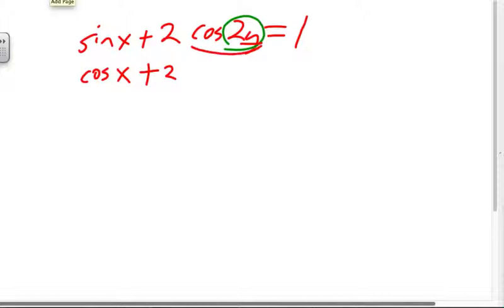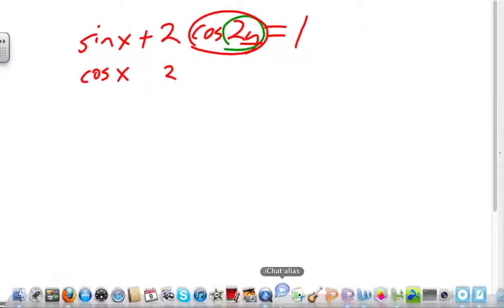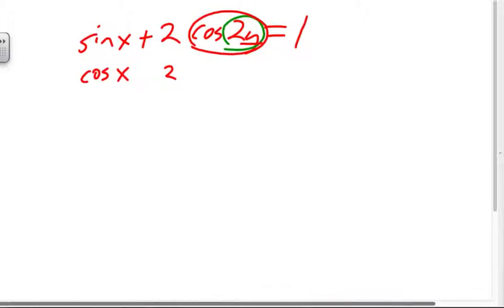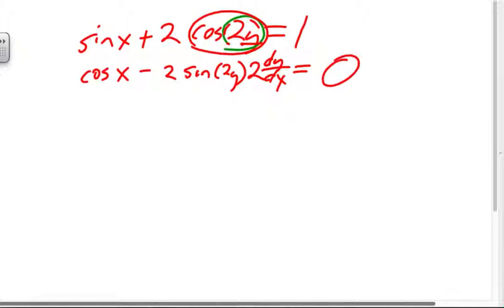Okay, so now we take the derivative of this guy, which is a negative. Derivative of cosine is negative. So minus 2 and it will be sine of 2y. And then I take the derivative of what's inside of here, which will be 2 times dy dx equals, and the derivative of 1 is 0.